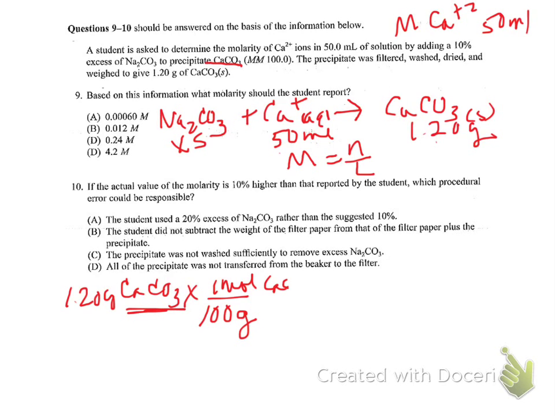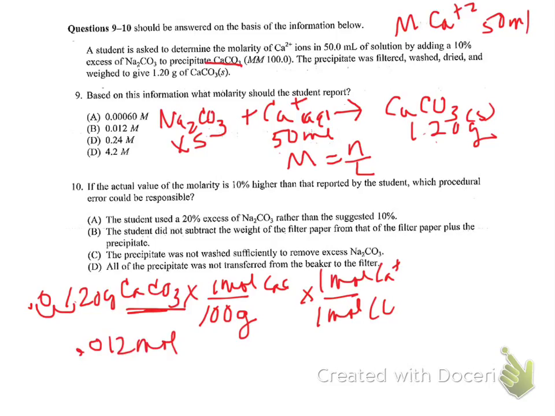I'm just going to abbreviate because I'm not having to show my work. And 1 mole of calcium carbonate is 1 mole of calcium ions. So 1.2 grams divided by 100, all I have to do is move this decimal point 2 places, and I get 0.012 moles. But that 0.012 moles has to be divided by the liters. If I had 500 milliliters, that would be half a liter, 0.5 liters. But I have 50 milliliters, so it's 0.05 liters.